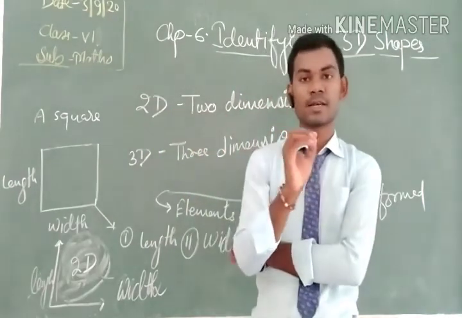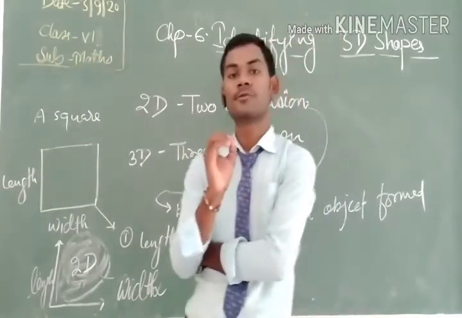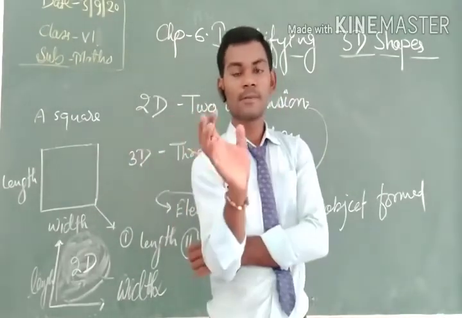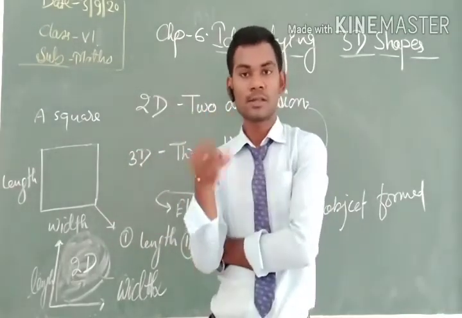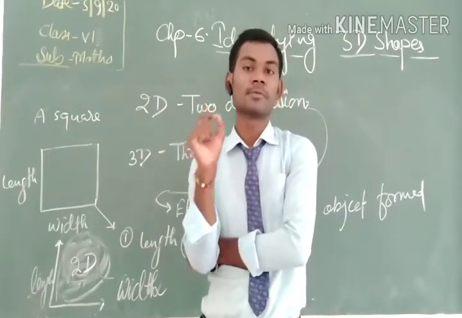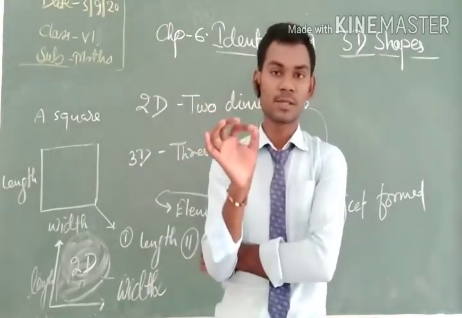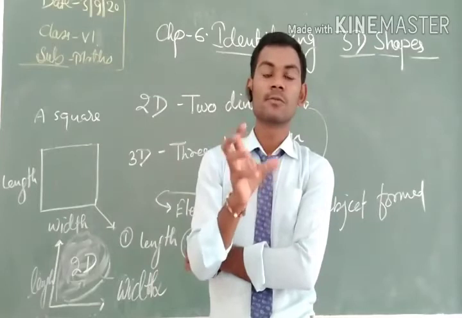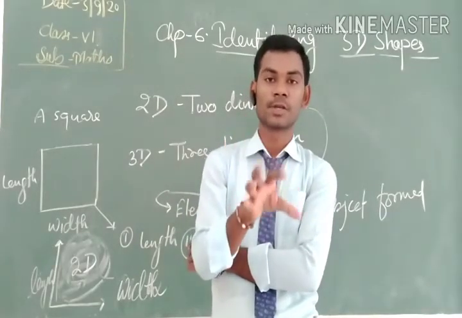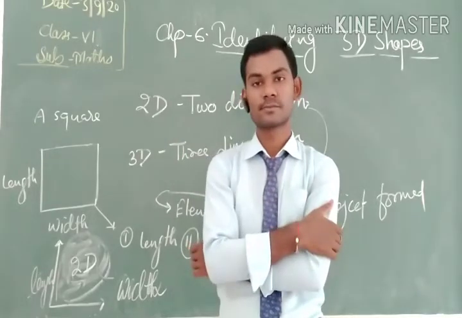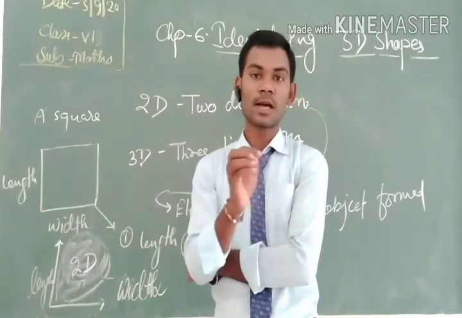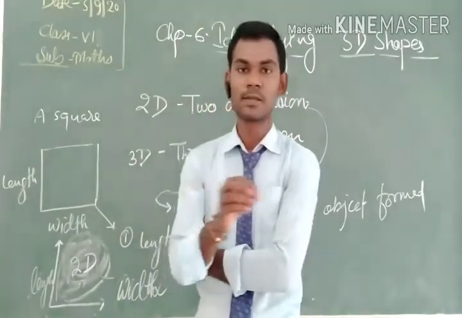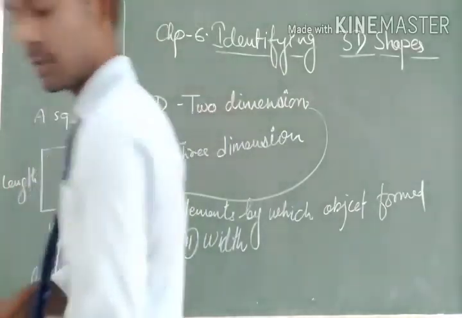We can take the example of our room. The room has three dimensions. The first is the length of the room, the second is the width of the room, and the third is the height of the room. Therefore the room is a three-dimensional figure or 3D figure. So these are 2D figures and 3D figures. Let me draw a figure which defines a 3D shape.